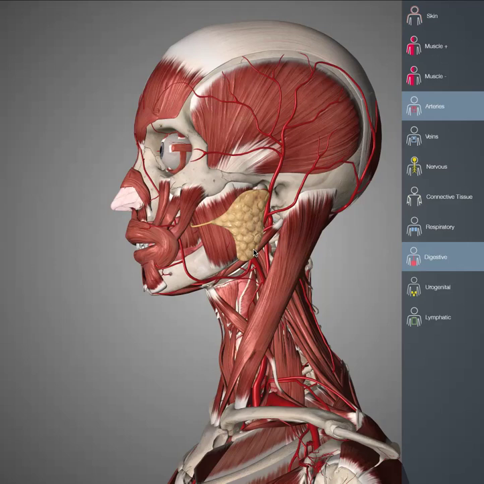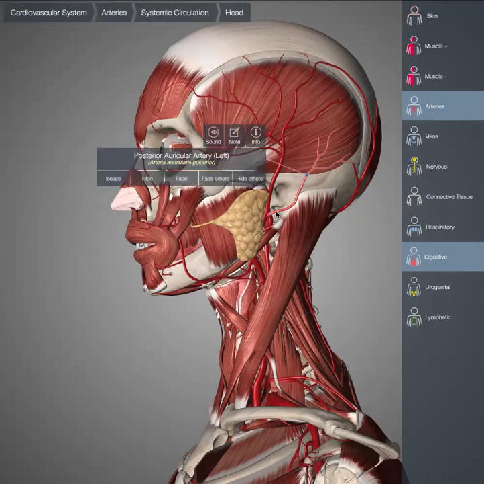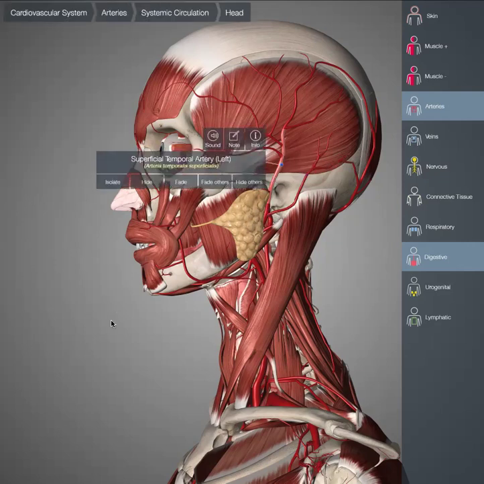Parasympathetically, it's innervated by, what did we say? By the glossopharyngeal nerve, and sympathetically, it's innervated by the, what was it called? Give me a second. Yes, superior cervical ganglion. And blood supply to the gland is by two things. You have the branches that are found here, which are the posterior auricular artery and the superficial temporal artery.